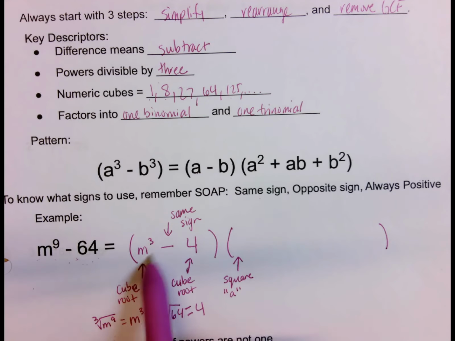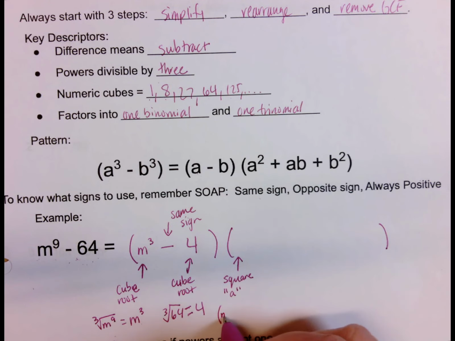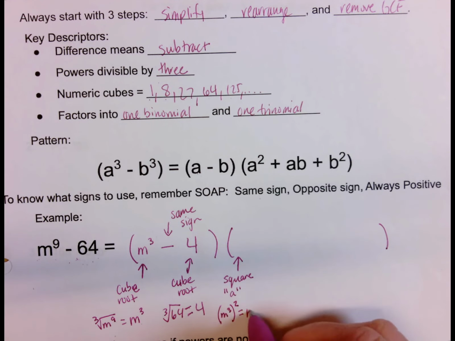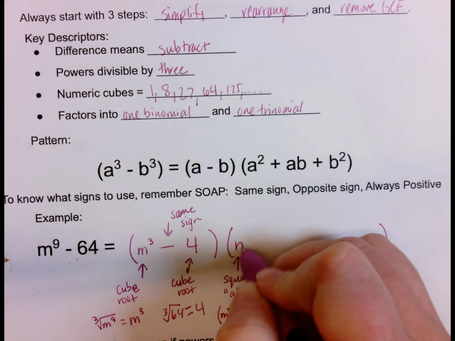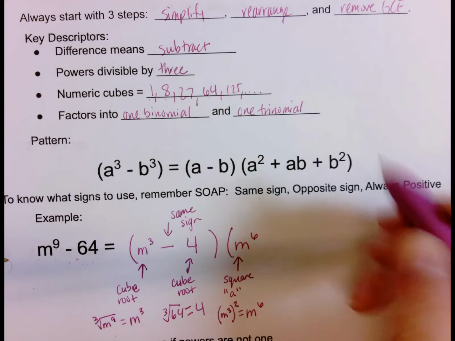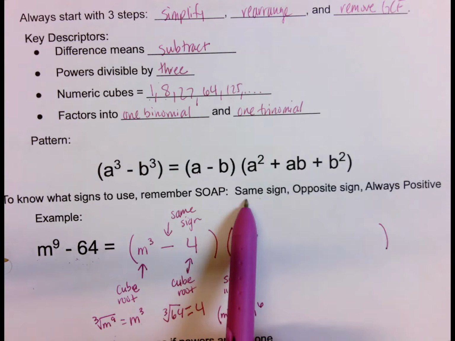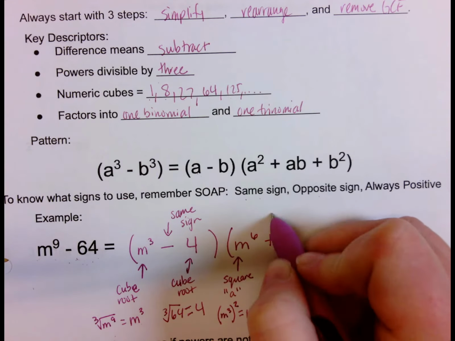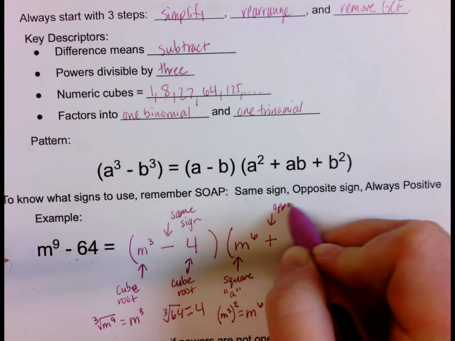Whatever we have here in this first term of the factor, we're going to square. So we're going to take m cubed, and we're going to square that. And remember, when we raise a power to a power, we multiply those. So it's going to be m to the 6th. Then for a sign, we did same sign. Now we're going to do opposite sign. So it was subtraction. Now it's going to be addition.